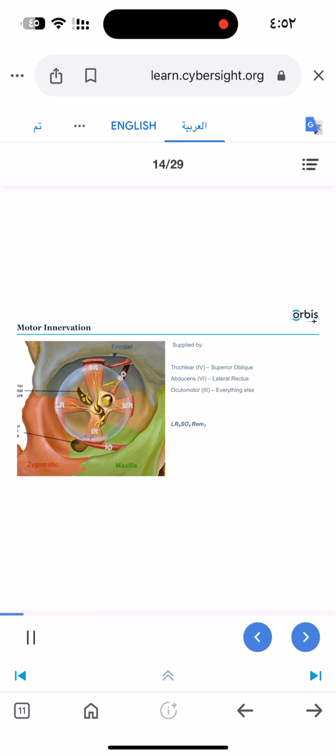The motor innervation of the eye is provided by the fourth, or trochlear nerve, that supplies just the superior oblique muscle, the sixth, or abducens nerve, that supplies just the lateral rectus muscle, and the third, or oculomotor nerve, that supplies all the other muscles. A way of remembering this is by using the made-up formula LR6, SO4, REM3. In other words, lateral rectus, sixth nerve, superior oblique, fourth nerve, and the remainder, the third nerve.